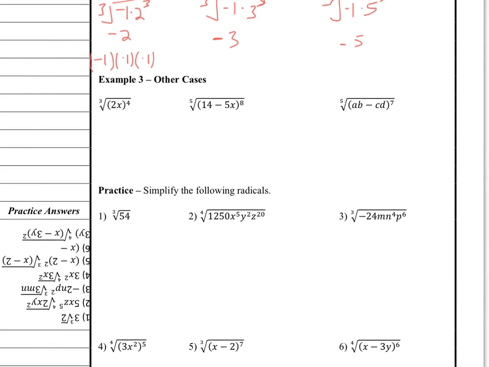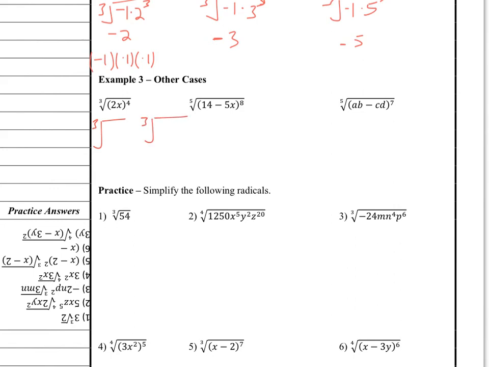So, other cases. We have to break this third root up into a 2x to the fourth that we know and a 2x to the fourth that we don't know. And this question looks really nasty, same with the next two, but they aren't really so bad. One of the things we have to notice is our patterns, and hopefully this pattern shows up for you.